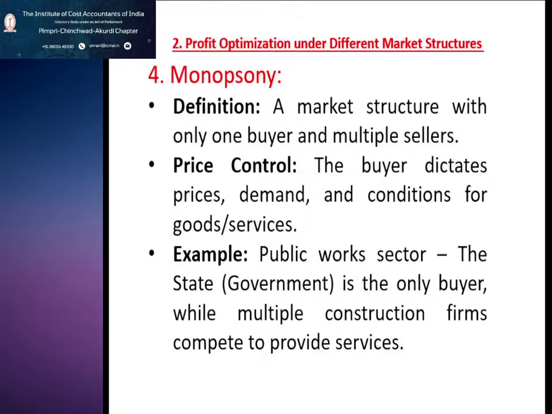So that's where bidding comes in. The classic example is the infrastructure work done by the state government. Here the buyer of the services is only the state government, whereas the service providers are multiple construction firms catering to the infrastructural needs.